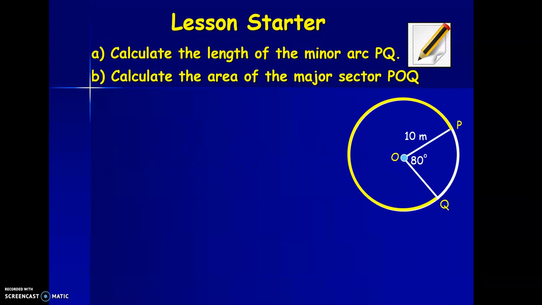Okay, same as before then, we're going to have a quick pause of the video so that you can have a go at the lesson starter. So here we have a circle with a radius of 10 metres and a minor angle of 80 degrees. And you're asked to calculate the length of the minor arc, PQ, and calculate the area of the major sector, POQ. So have a go at that just now, please.